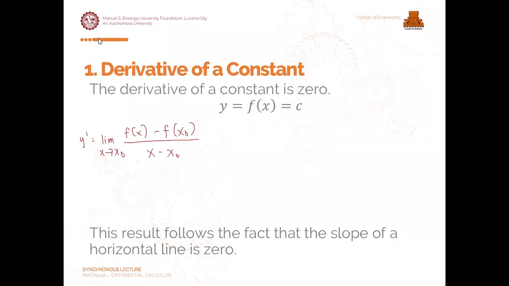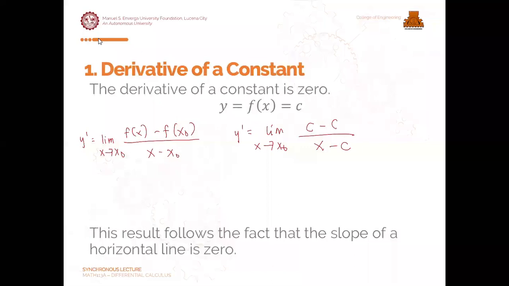So using limits, given our function f(x) equals c, our y prime will be equal to the limit as x approaches x sub 0 of f(x), which is c, minus c. Our x sub 0 is not indicated, but it is always approaching c, the value of our x sub 0. Okay? So over x minus c.